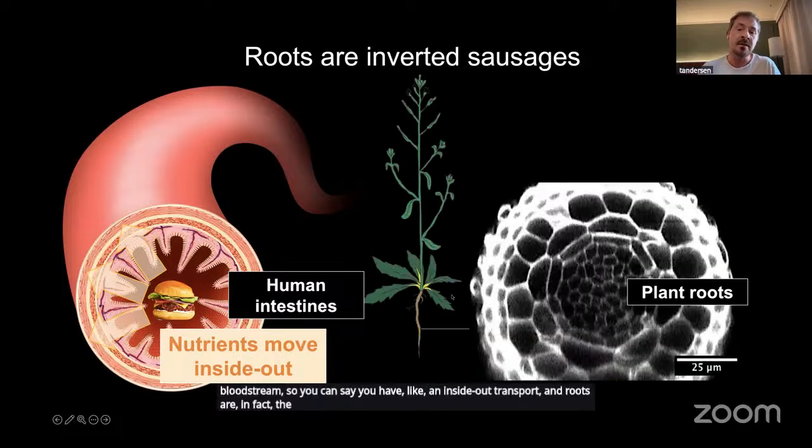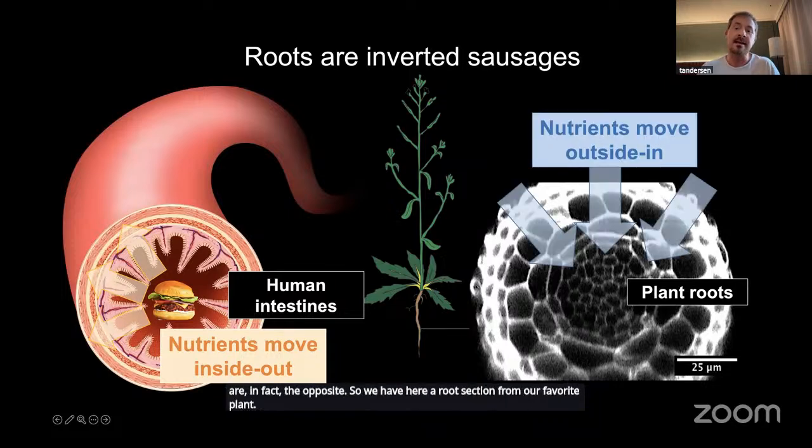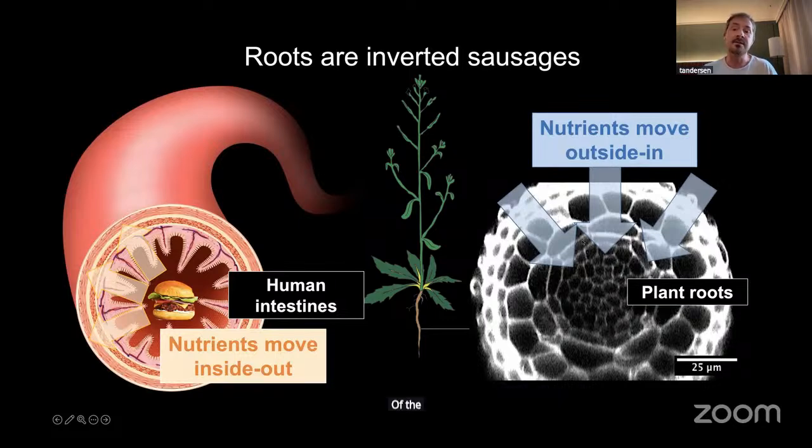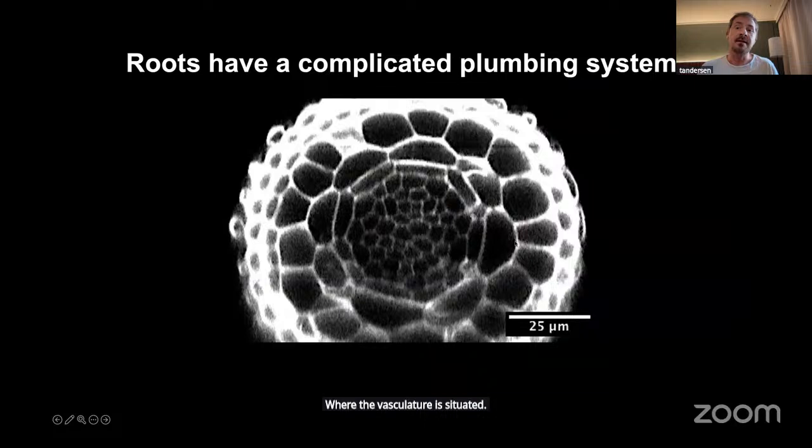So we have here a root section from our favorite plant, Arabidopsis thaliana. And there, as in any root, nutrients move from the outside, the soil or the rhizosphere, into the middle of the root where the vasculature is situated. Roots have this very complicated plumbing system inside them.